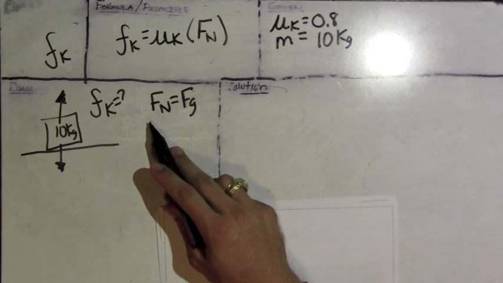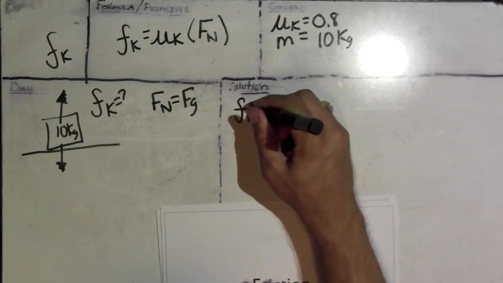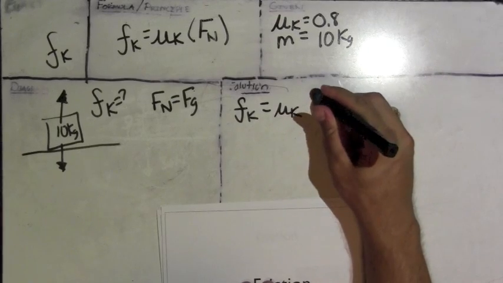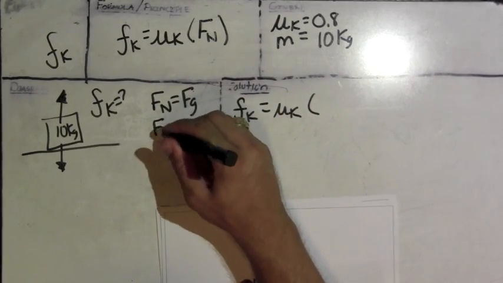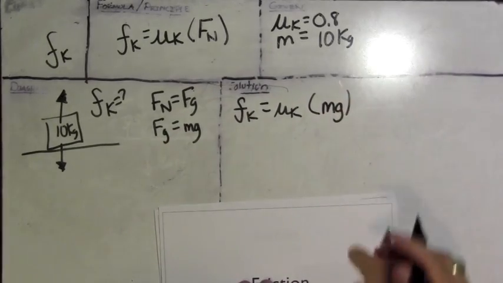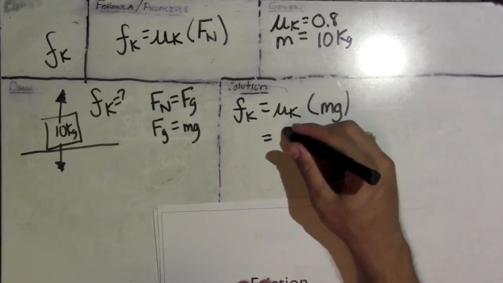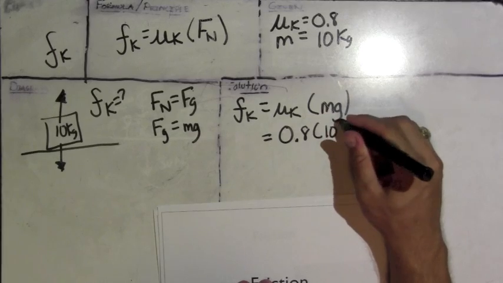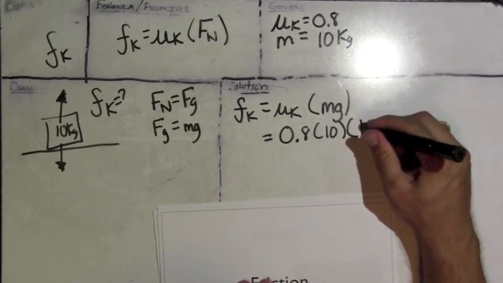With that knowledge, I can modify this equation and say Fk is equal to mu sub k, and then instead of Fn, I can write the formula for Fg, which is mass times gravity. So this becomes mg. At this point I can plug my numbers in: a coefficient of friction of 0.8, a mass of 10. Just to make this problem easy, I'm going to use a gravity value of 10.